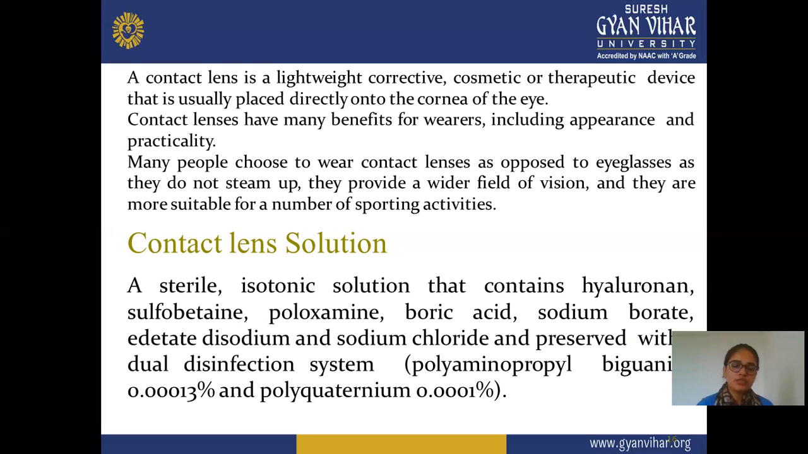Next, contact lens solution is a sterile isotonic solution that contains hyaluronan, sulfobetaine, poloxamine, boric acid, sodium borate, additives, disodium edetate, sodium chloride and preservative. These are the ingredients required for the preparation of contact lens solution. This isotonic solution is used for washing or cleaning your contact lenses. Mainly, a dual disinfectant system is required: polyaminopropyl biguanide at 0.00013%, and polyquaternium at 0.0001%. This is a very, very small concentration.